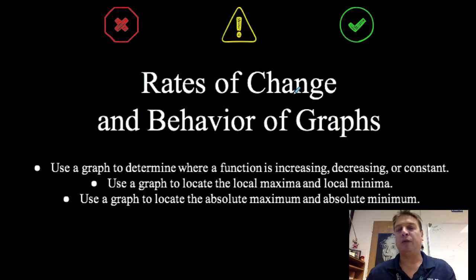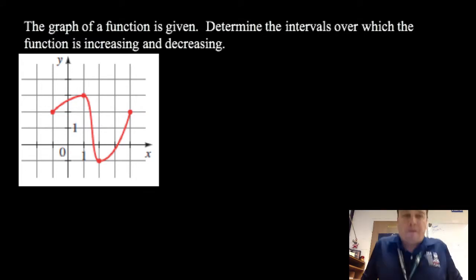Our second video dealing with rates of change and behavior of graphs, we're going to go through and just use a graph to determine where a function is increasing, decreasing, or constant. Use a graph to locate the local maximum, local minimum, and then use a graph to locate the absolute maximum and the absolute minimum. So there's a slight difference between the local max and the absolute max, and we'll go over all of that. All right, let's take a look at our first section here.